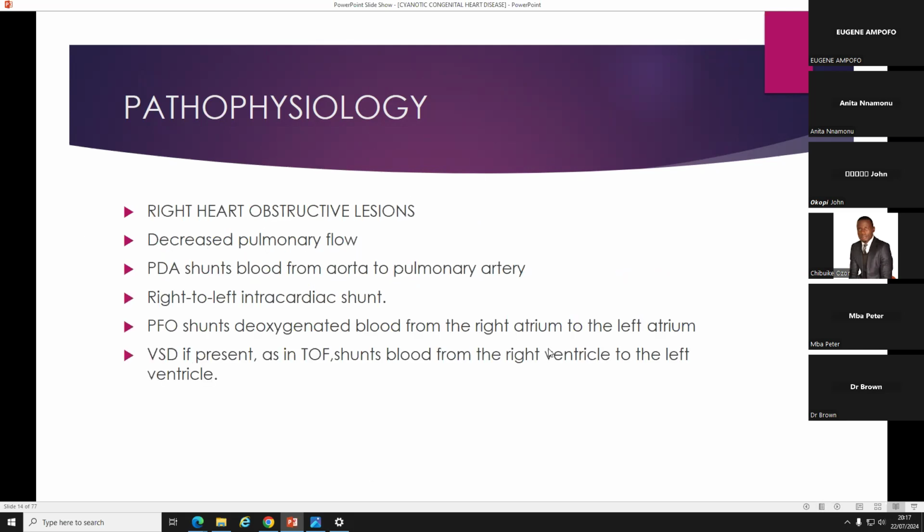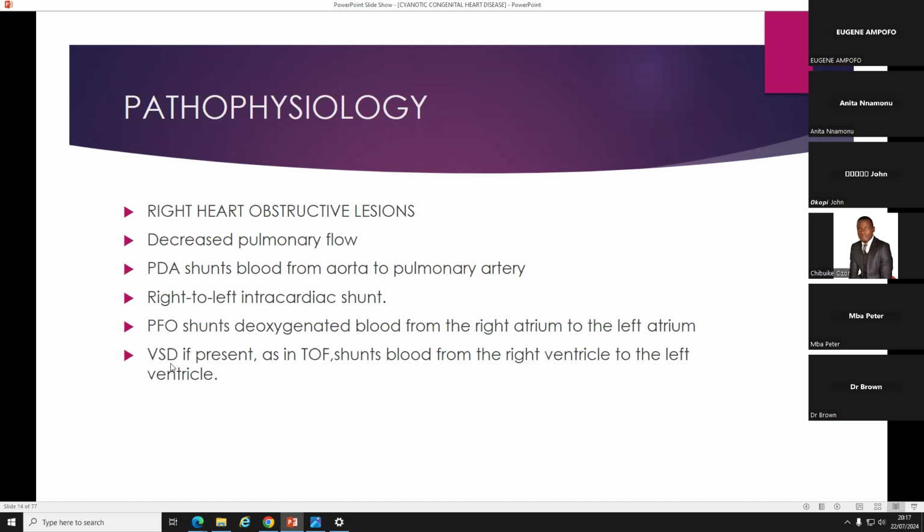Now, for right heart obstructive lesions, just to summarize the pathophysiology: because there is decreased flow to the lungs, there's an obstruction in the right heart outflow tract. There is decreased pulmonary flow. Therefore, the PDA, or the ductus arteriosus, when present, shunts blood from the aorta to the pulmonary artery, and this causes a right to left intracardiac shunt. The foramen ovale is persistent and it shunts deoxygenated blood from the right atrium to the left atrium.